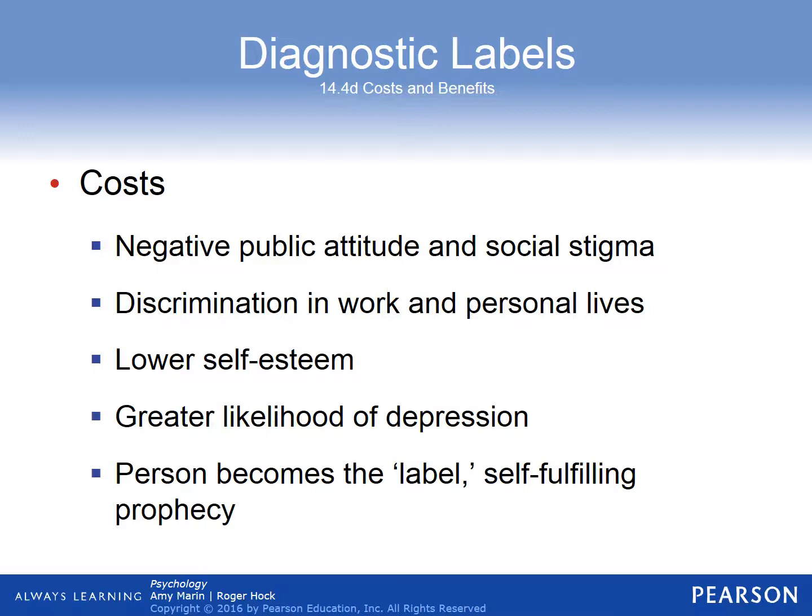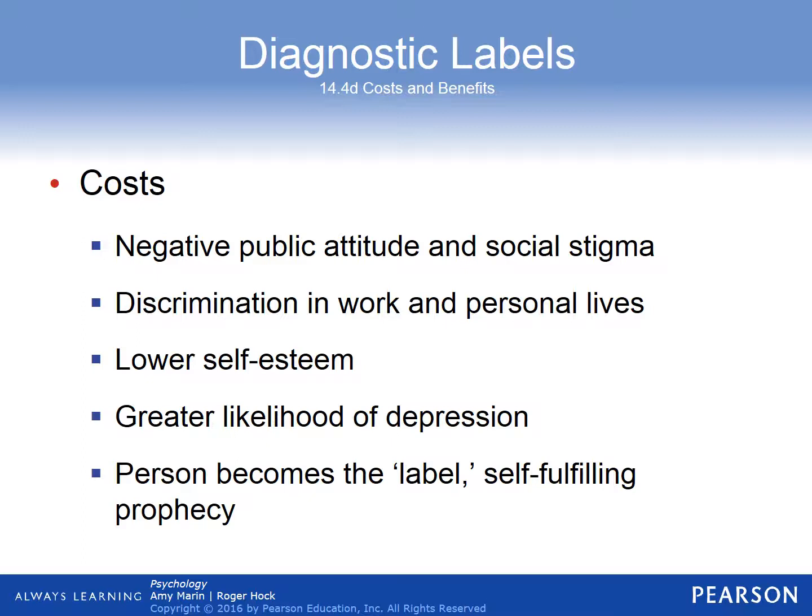And finally, the costs. We've talked about some of these. If you label someone in a certain way, then there's that stigma, that negative public attitude in society and at work and in your personal lives. And a lot of people are afraid to be labeled, to be treated, because then they're labeled as a depressive person, you know, a person with depression or a person with OCD. It can affect their self-esteem, can lead to greater likelihood of depression. And then, as we talked about, the person becomes the label, and it can become a self-fulfilling prophecy.